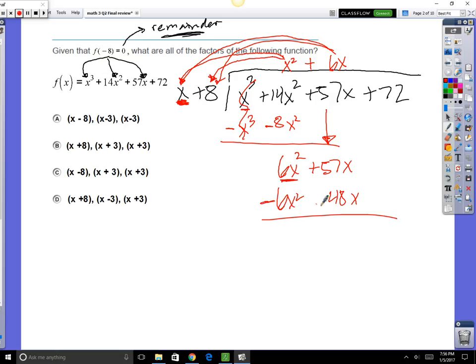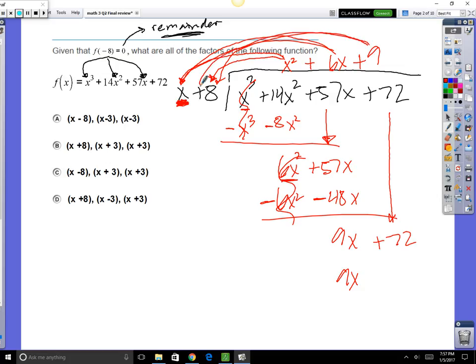Okay, now you have to subtract. So that's a 0. 57 take away 48 gives you 9. Okay, bring down the next term, which is 72. And what are you going to times x by to turn it into 9x? And that is a 9. 9 times x gives you 9x. 9 times 8 gives you 72. And you have to subtract.